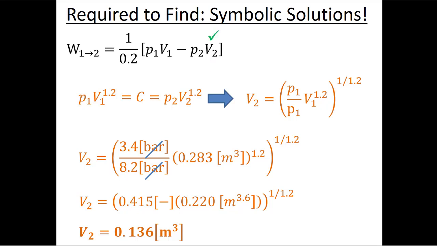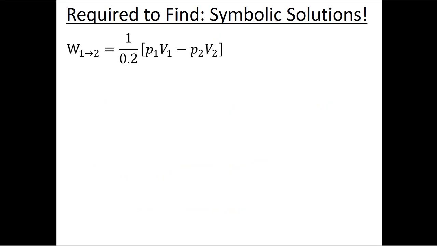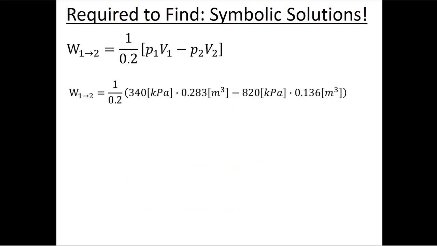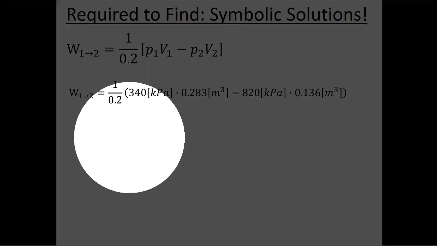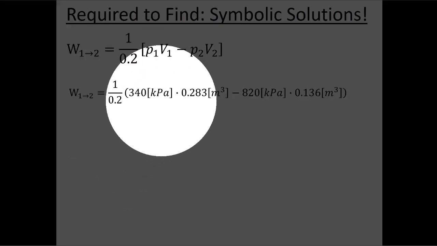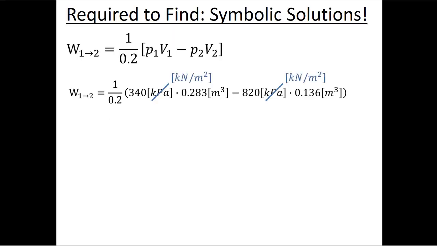So now V2 goes from unknown to known. So now I know everything that I need to know to find the work. Work is equal to this equation here when I put in the values that I know from my problem. So here I've changed from bars to kilopascals by multiplying by 100. But I see here that I'm going to want to multiply the kilopascals by meters cubed. So I'm going to change 1 kilopascal is equal to 1 kilonewton per meter squared. So I'll put that in here.